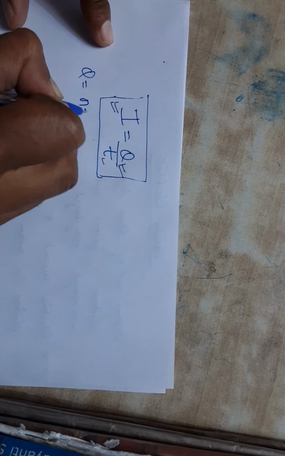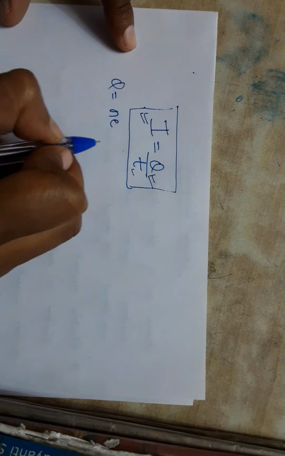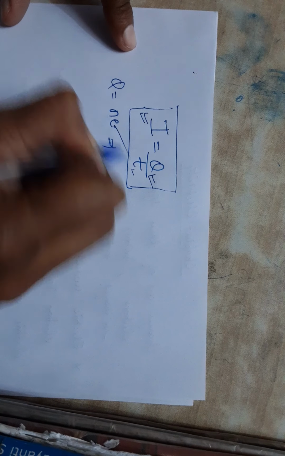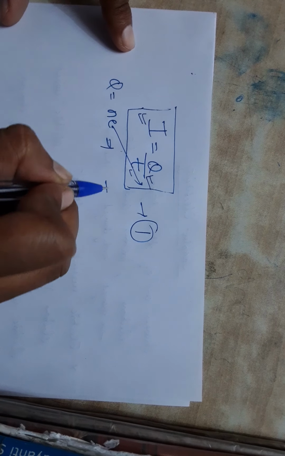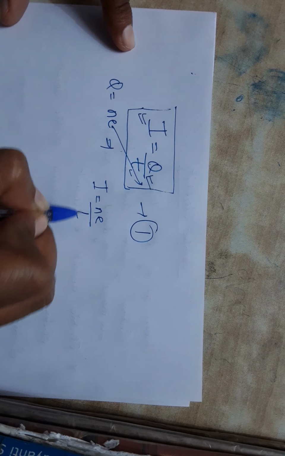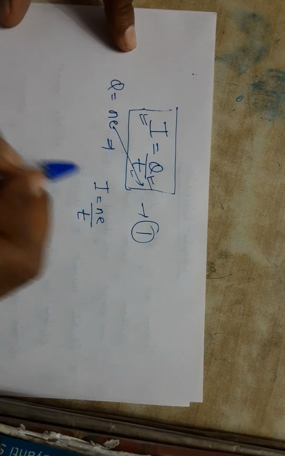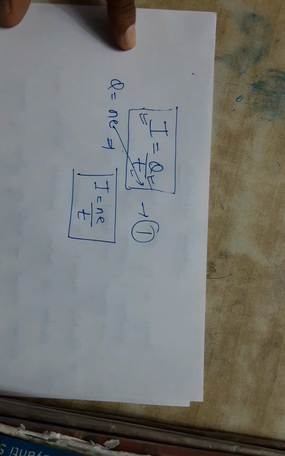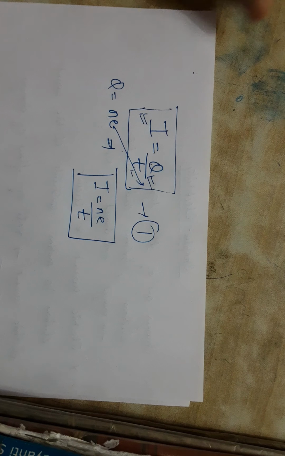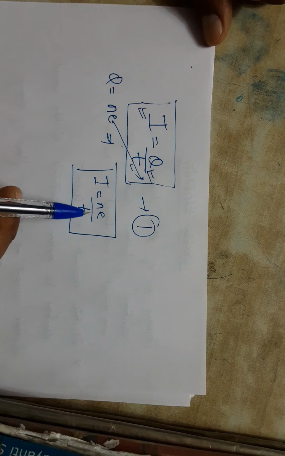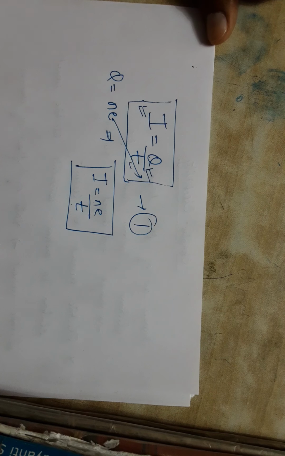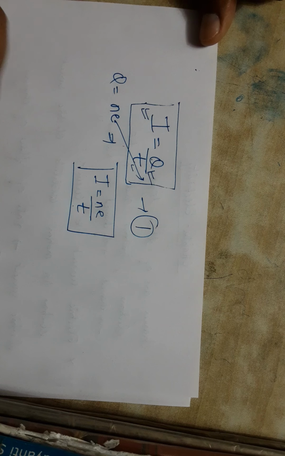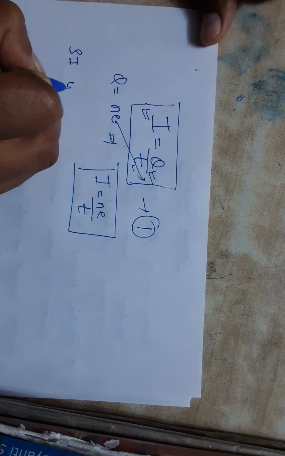Previously we have seen that Q equals Ne. Thus we can derive another formula. Substitute Q equals Ne in 1, and we get I equals Ne upon t. This is another formula for finding the electric current in a circuit when n electrons flow through a wire in time t.